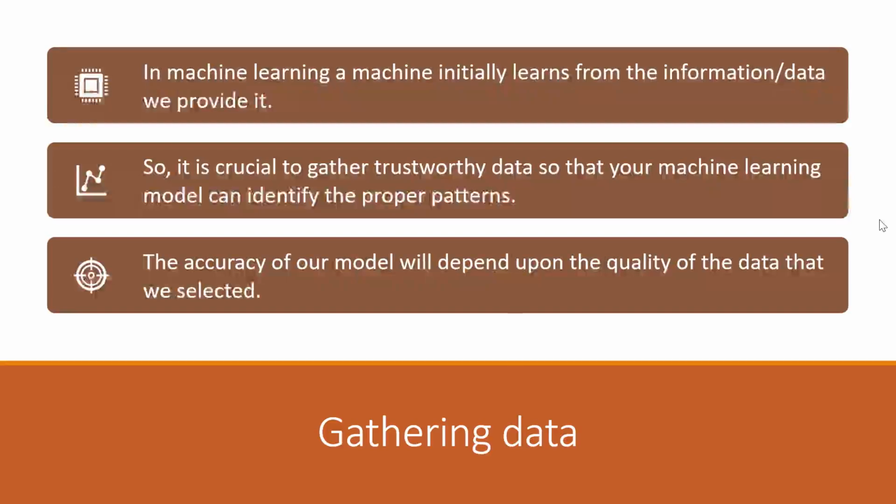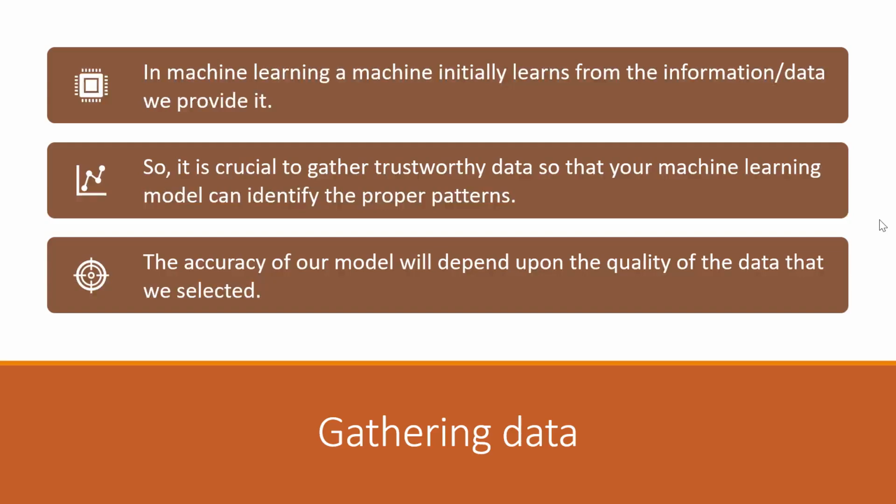So as discussed earlier, in machine learning, a machine initially learns from information, or we can say data, that we provide it. So it is crucial to gather trustworthy data so that your machine learning model can identify the proper pattern. Moreover, the accuracy of our model will depend upon the quality of the data that we select. Thus, selecting inaccurate or out of date data will result in irrelevant results.